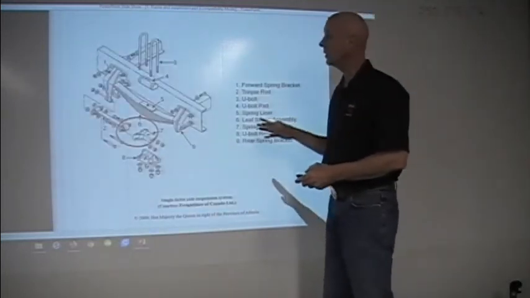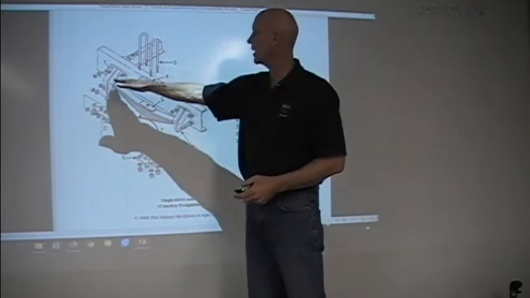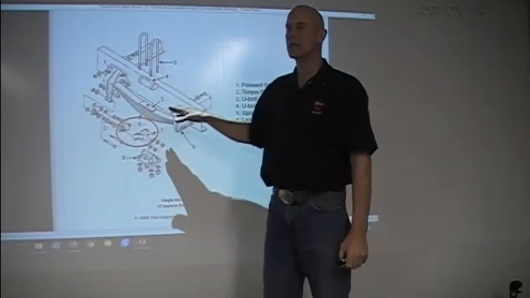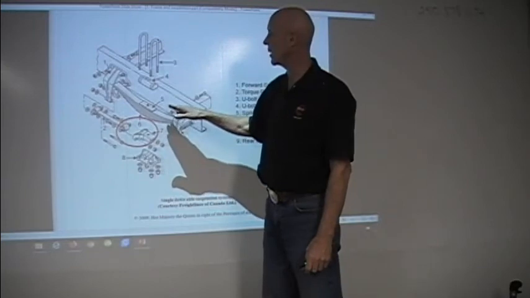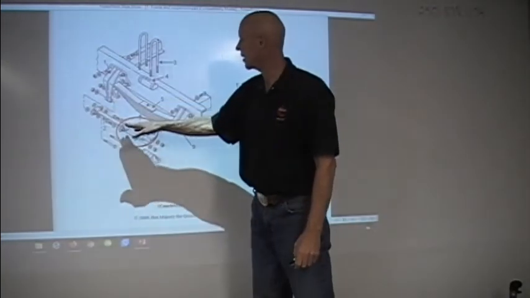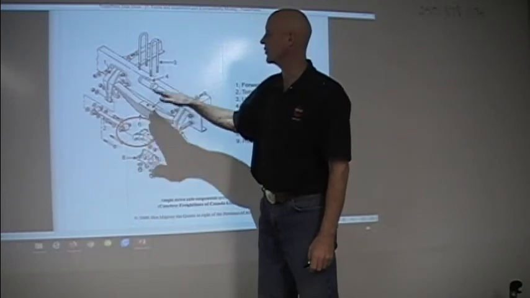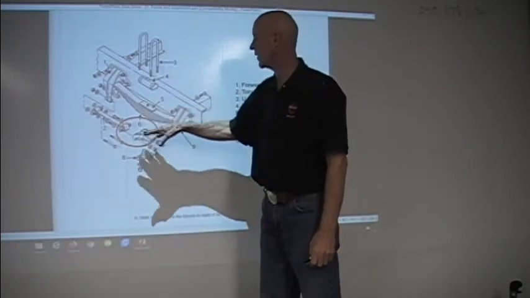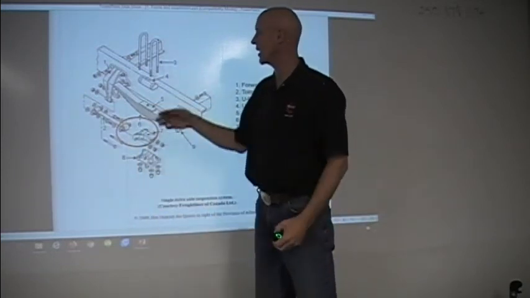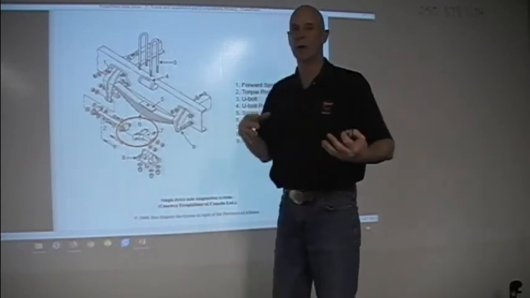On a trailer, again, if we take a look at this, this is a variable or progressive rate spring, because this here controls where my axle is going to sit. All that spring does is moves up and down. If you undo the U-bolts, there's nothing to attach that spring in there. You can pull them out.